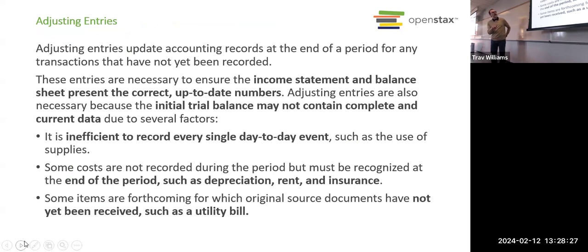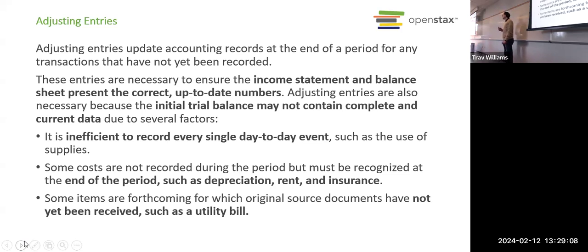We have to make these adjustments to make sure the income statement and balance sheet present the correct up-to-date numbers. So let's go back to the rent example. Remember, we said after a month has gone by, that asset of prepaid rent has gone down, but our rent expense has gone up, right? Which financial statement does an expense impact? Income statement or balance sheet? Income statement, right? Income statement is revenue minus expenses. So we see that the income statement would be impacted by that expense.